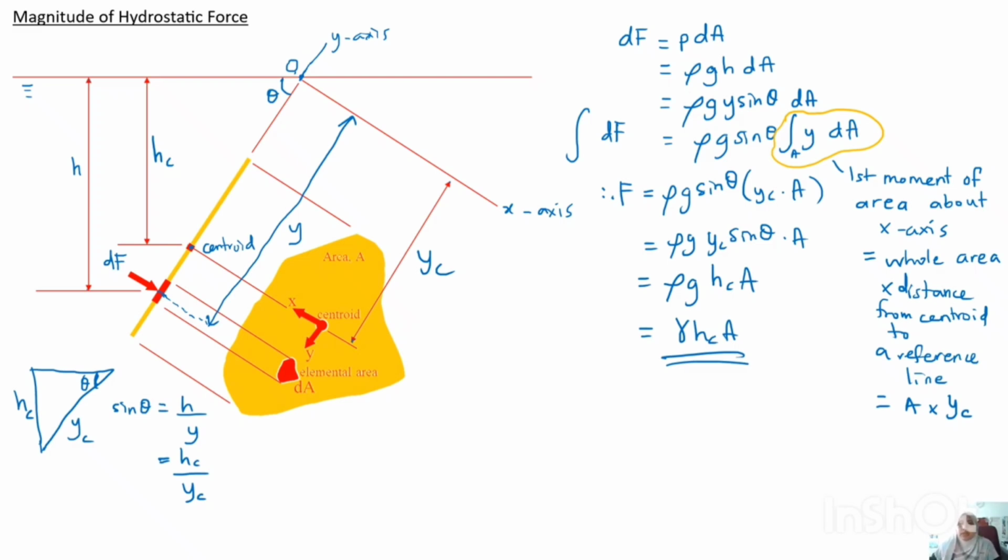Alright. However, even though the magnitude is determined by using hc, where hc is the vertical distance from the water surface to the centroid of the plane surface, the force is not acting at the centroid. It is acting slightly lower than the centroid due to the pressure variation. So it must be through CP, or center of pressure. Therefore, to find the exact location, let us derive another equation.